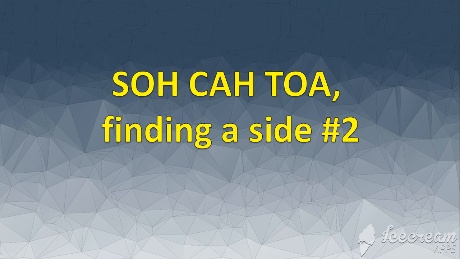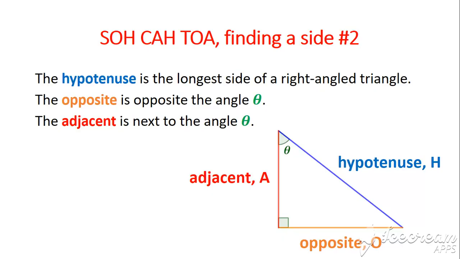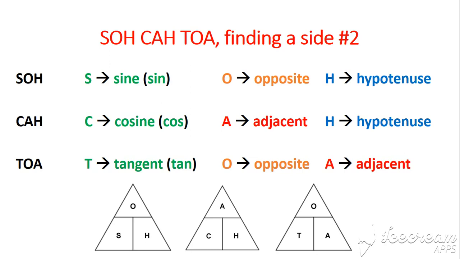Hi, this is our next video on trigonometry and another video on SOHCAHTOA. In this lesson, we're going to have another go at finding a side of a triangle. Right, quick recap about what the words hypotenuse, opposite and adjacent mean. And a quick relook at what the mnemonic SOHCAHTOA means.